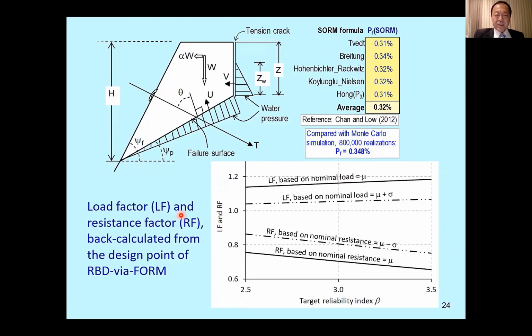And then a load factor and resistance factor can be back calculated from the design points of RBD via FORM, reliability-based design via the first order reliability method. And you have a load factor which varies with reliability index. The same with resistance factor. Also, it depends on what nominal load you use, whether it's the more conservative load of mu plus standard deviation, or the less conservative, the average load.